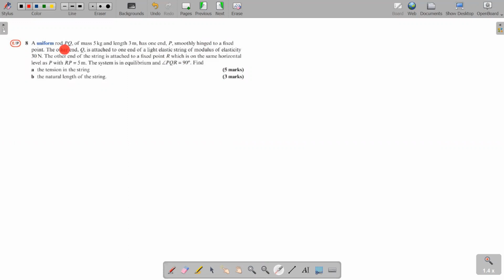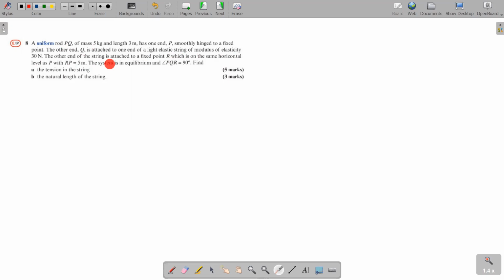You have a uniform rod PQ, one end of the rod is hinged. Hinge means it's free to rotate around that end. So around the end P, your rod is free to rotate. And then how do you keep this in equilibrium? They say to the other end Q, they're attaching a light elastic string. A light elastic string means a string that can stretch. So they have attached a light elastic string at the other end of modulus of elasticity 30 newtons.